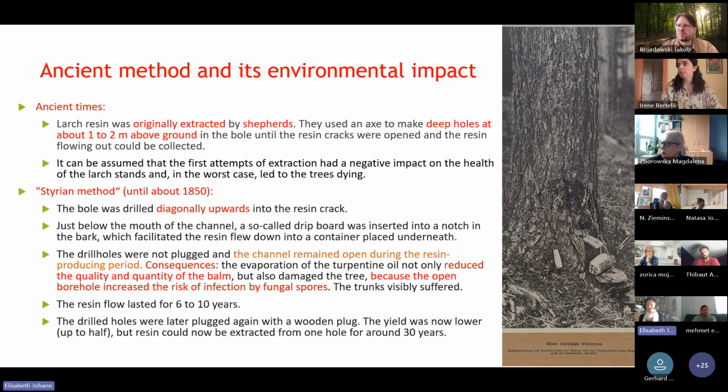This had fatal consequences because the open borehole opened to infection by fungal spores, and the trunks visibly suffered. The resin flow lasted from 6 to 10 years. Later on, the holes were plugged with a wooden plug, and then the yield was lower, by half. But the resin could be extracted for more years, up to 30 years.